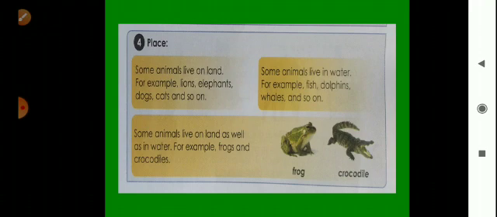We all know that the land animals are those which live on land, and the water animals are fish, dolphins, whales, then octopus. These are the water animals, which live in water, and the animals which live on land are land animals. Some animals live on land and water also. So these are frogs and crocodiles. These animals live in water and on land also. This is the fourth difference.